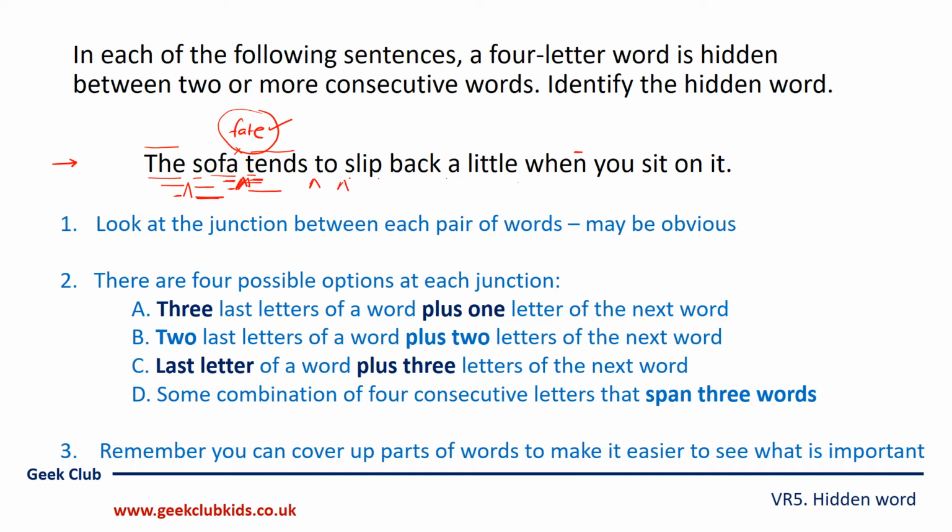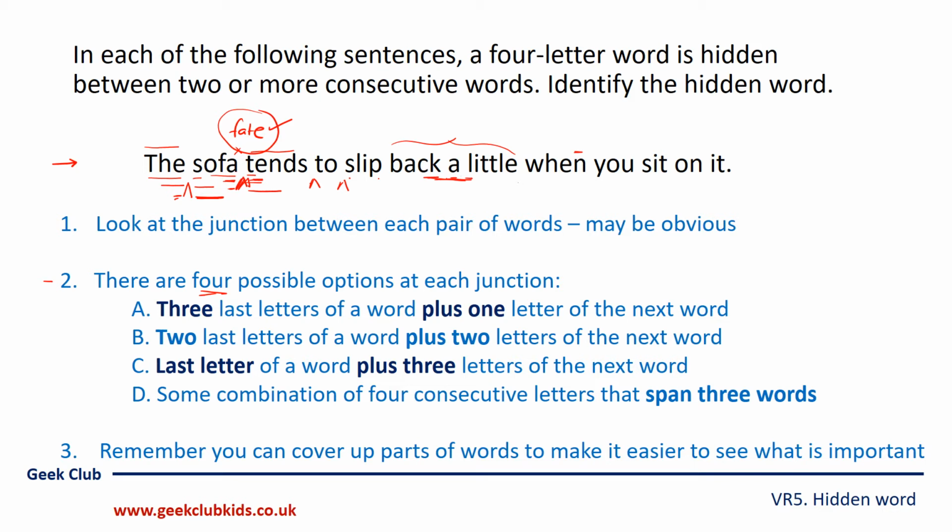I have said here that there are four possible options at each junction, and I've only talked about three options: the 3 plus 1, or 2 plus 2, or 1 plus 3. But the fourth option is that the four consecutive letters may span three different words. For example, if we look at the words back a little, we take the CK from back and the AL from little. So those are four consecutive letters, but they actually span three words, back a little. So in theory, you could get a question where the answer does span three words. In this case, it doesn't, because ckal isn't a word.